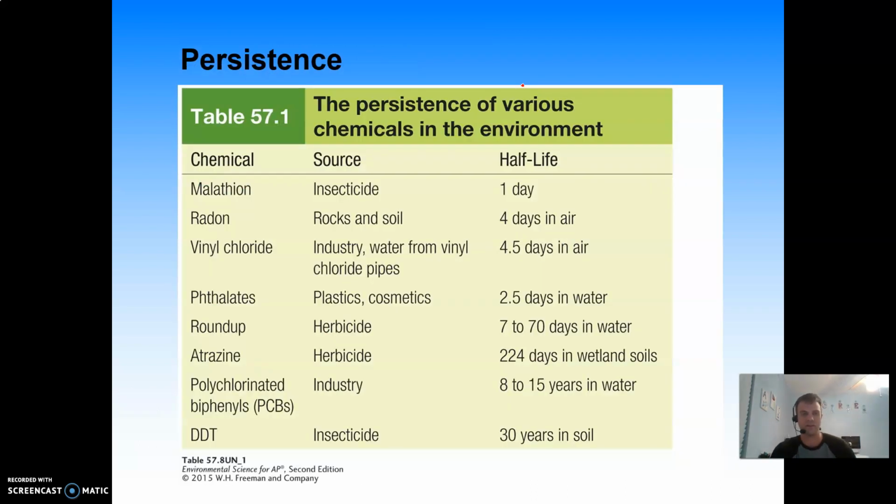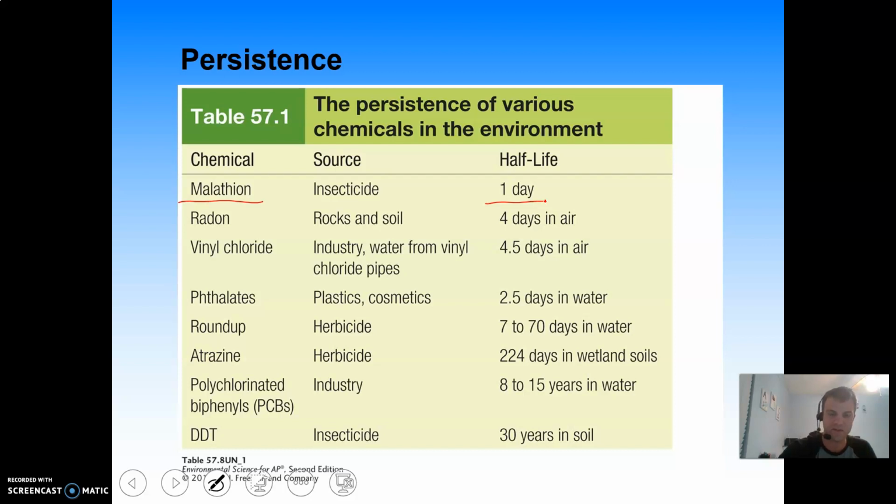So let's look at some persistence. You can see different half-lives. A half-life is the amount of time it takes for a chemical to be reduced by half. So you want something with a pretty quick half-life in order for it to degrade. This insecticide, malathion, has a very short half-life. You put it on, and half of it is degraded in a day.